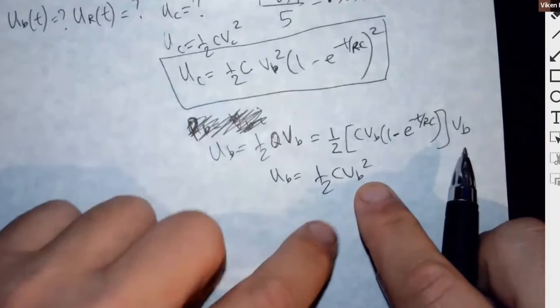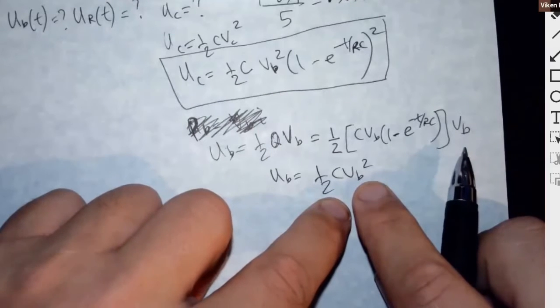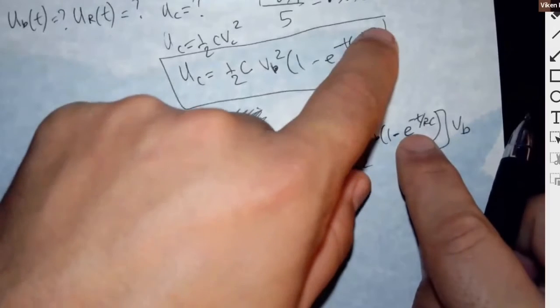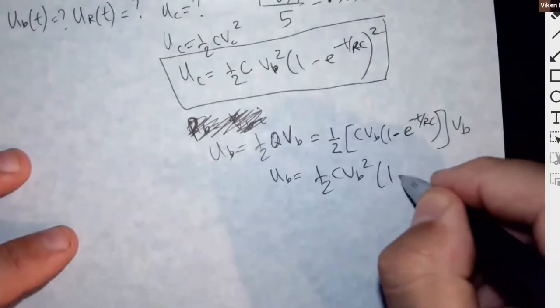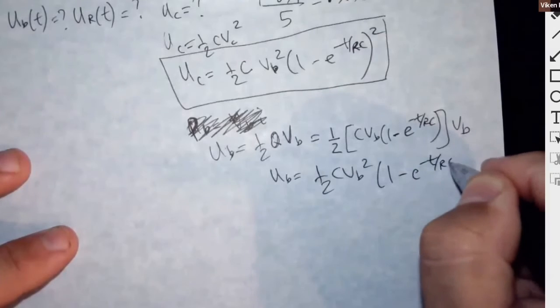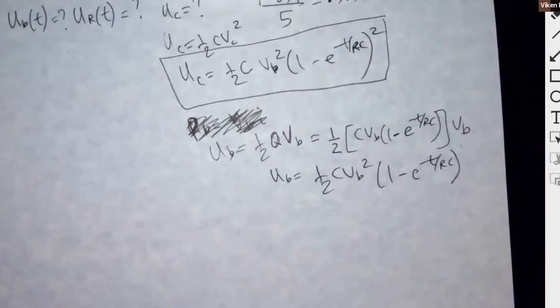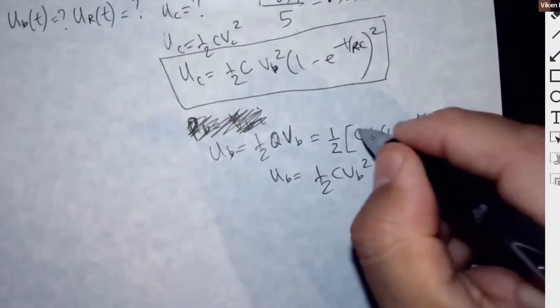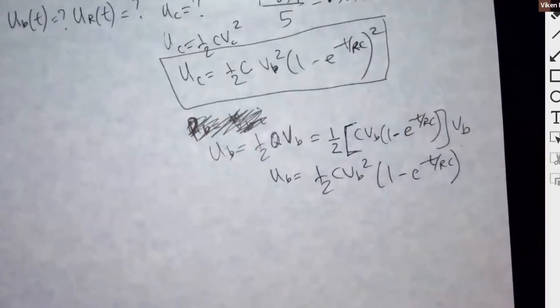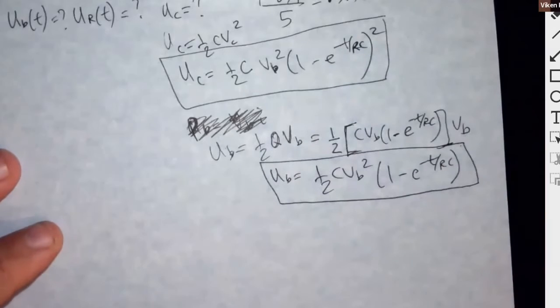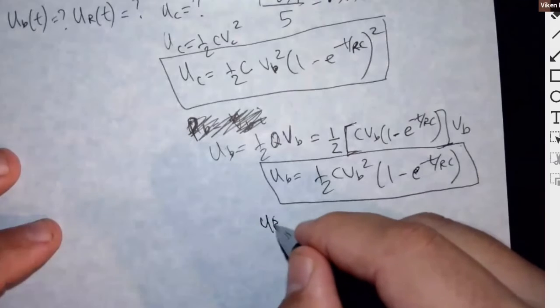The energy of the capacitor. This is the energy of the battery, CVB squared. And then you get here this, but without the square: 1 minus e to the minus t over RC, without the square. So this is the energy produced by the battery. And then the energy of the resistor should be their difference.